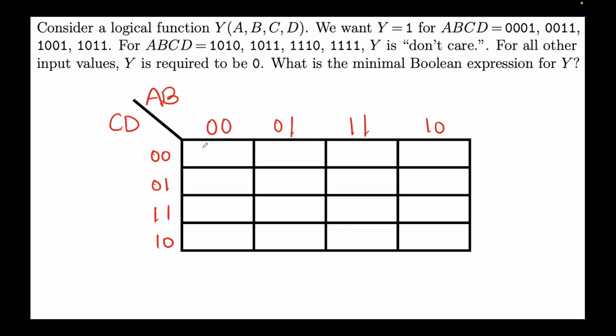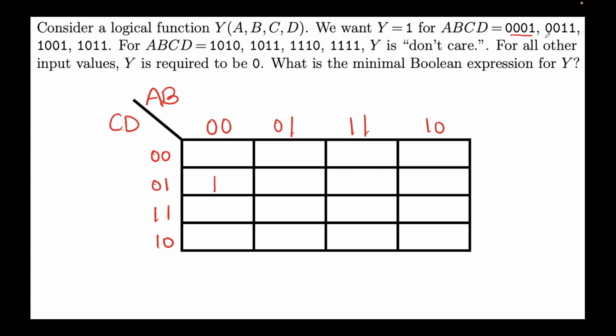Let's see, when AB and CD are both 0, what is the value of Y in this column? For 0000, the value of Y is 0. Let's do it this way: when Y is 1, let's populate only those first. When ABCD is 0001, the value of Y is 1. The value of AB is 00, that means this column. The value of CD is 01, that means this row. So here I'll put 1, because AB is 00 and CD is 01.